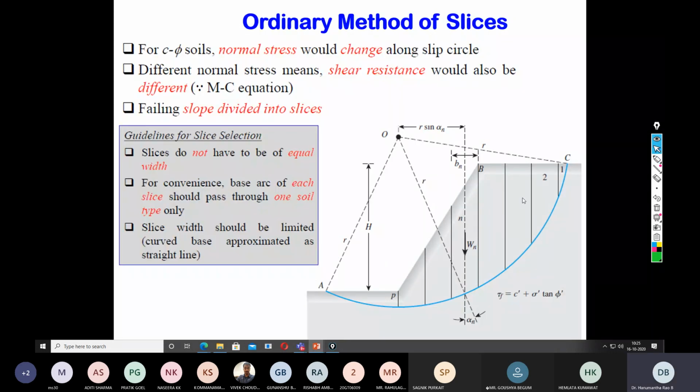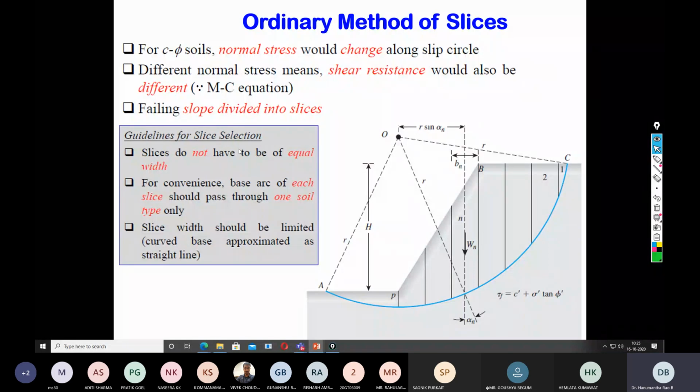A simple slope has been taken to analyze by resorting to the ordinary method of slices. Different normal stresses mean the shear resistance would also be different, and since the sine angle is different, the lever arm distance also varies from slice to slice.